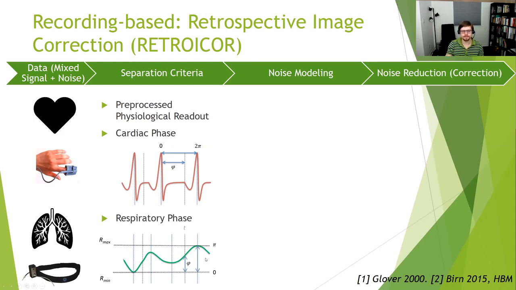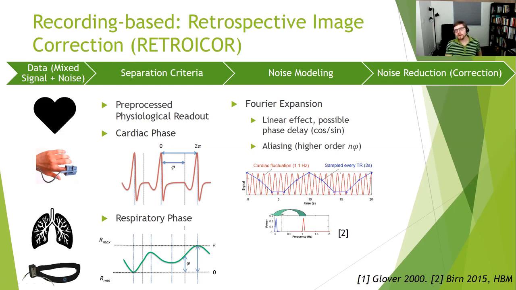And then the actual noise modeling is a Fourier expansion, which assumes that you have a linear effect of these cycles. But because you model both cosine and sine terms, you allow for a possible phase delay. So different slices could have a delayed response to the cardiac or respiratory cycle. The second important thing is that you also include higher order terms in this Fourier expansion, so n times the phase, to avoid aliasing.